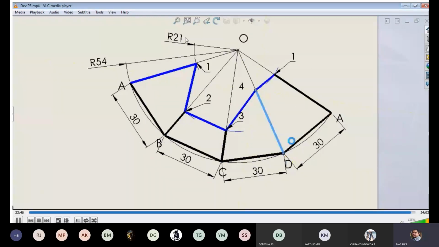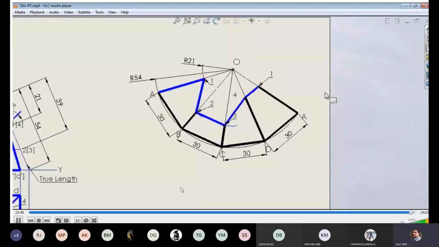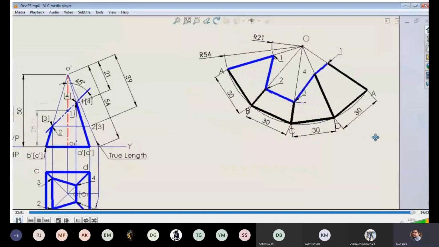So this is the development of the pyramid. Since the cutting plane is not passing through the base, the base will be retained as it is. So you can see the base edges have the same 30 mm.